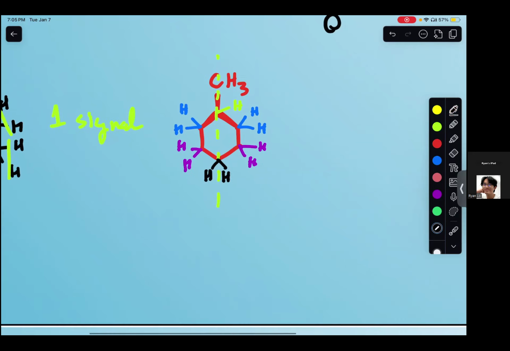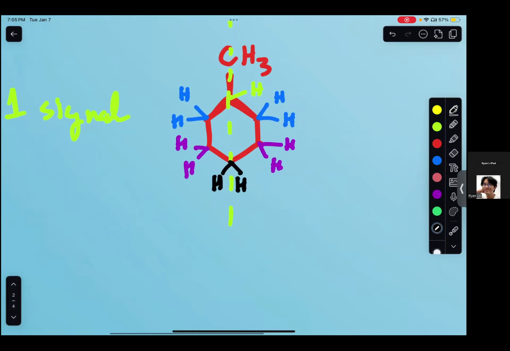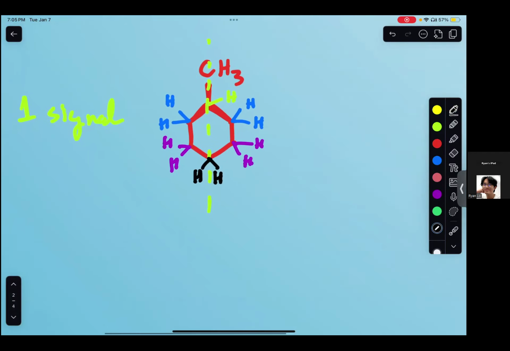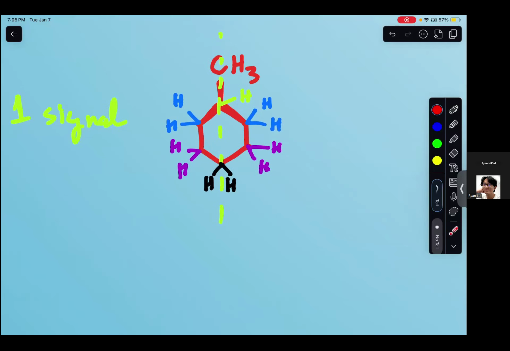So I colored these different colors right here. And this is the point where the unique chemical environment rule gets a little fuzzy. There are some slight nuances here. So this CH3 is obviously on its own. There's no other CH3 here. That's a very unique chemical environment. There's a CH here, and that's very unique as well.